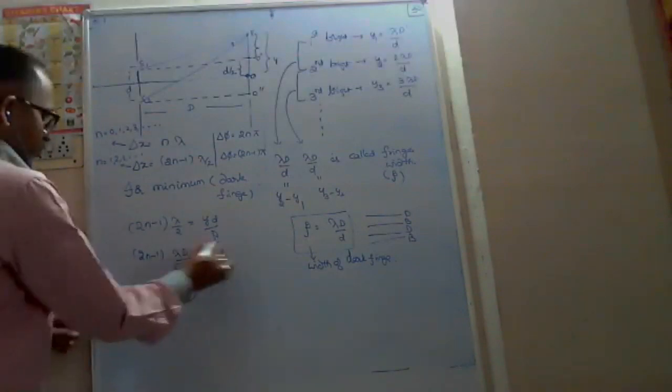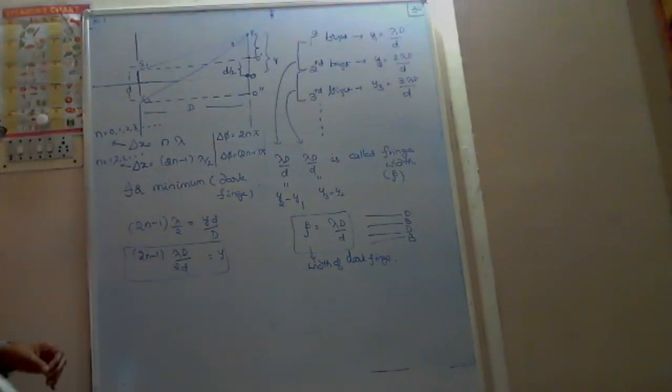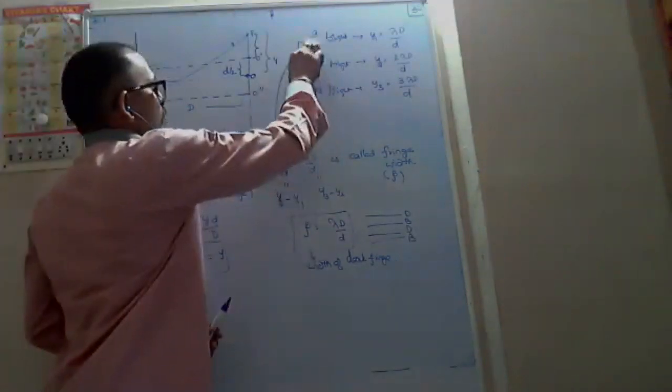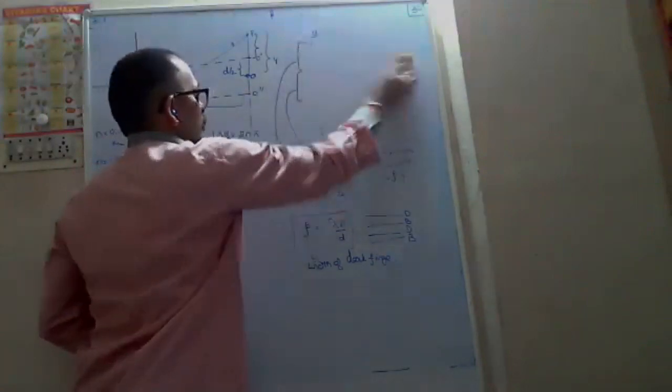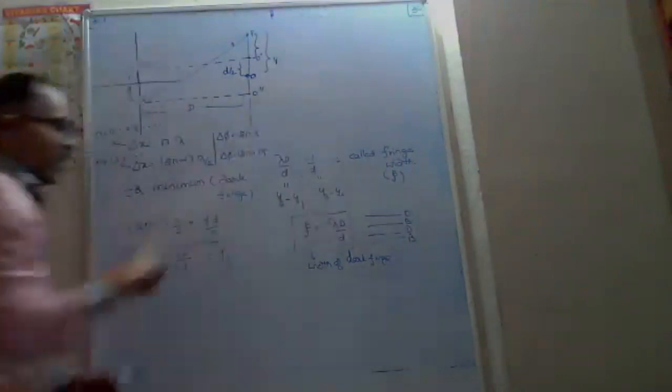At n equal to 0, y would be negative, so n equal to 0 is not valid. N equals to 1 means directly you are coming to the first dark. There is no n equals to 0, so 0th dark is not there. 0th bright is there.